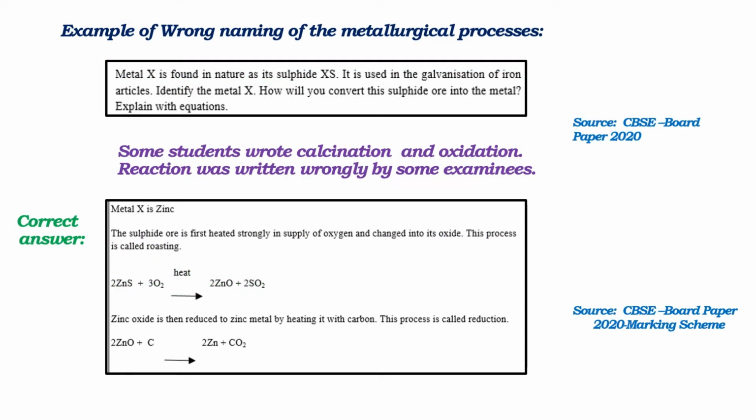Example of wrong naming of the metallurgical processes. In this question given in the CBSE board paper 2020, some students wrote calcination and oxidation in place of roasting and reduction respectively. The reaction was also written wrongly by some examinees.